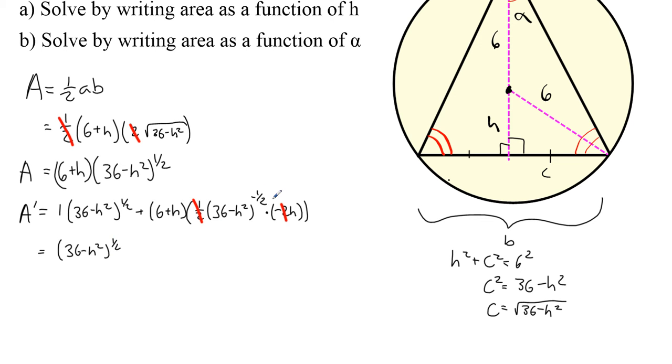And then because of the negative exponent, this 36 minus h squared to the 1/2 goes to the bottom. So 36 minus h squared to the 1/2 on the bottom. And then I have this negative h here. So I'm going to put a negative out front, and then I'm going to distribute. We're going to go h times 6 is 6h, and then h times h is h squared.